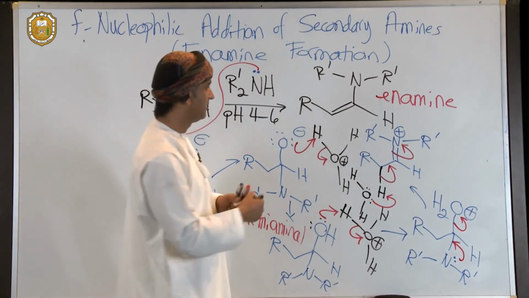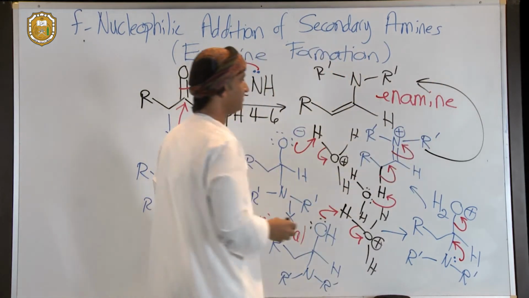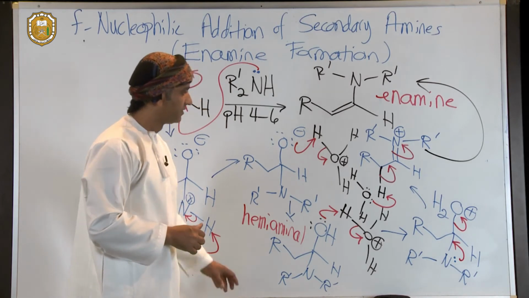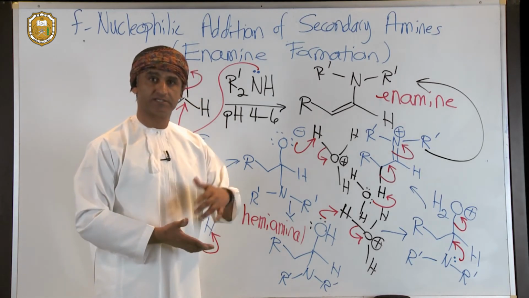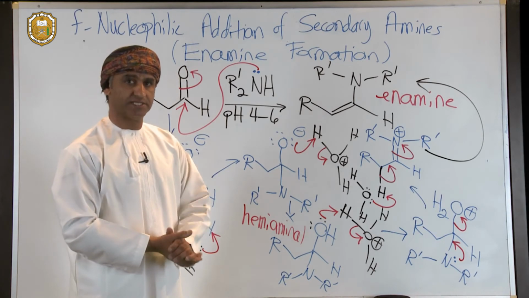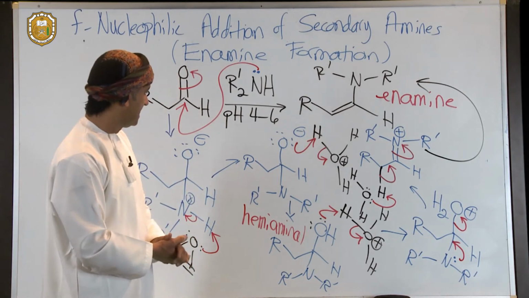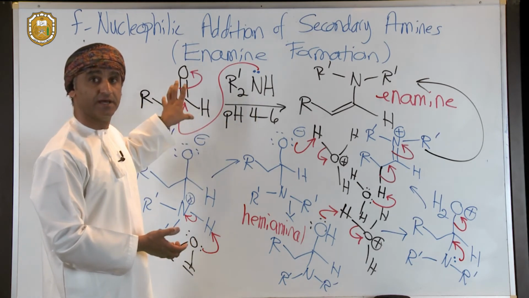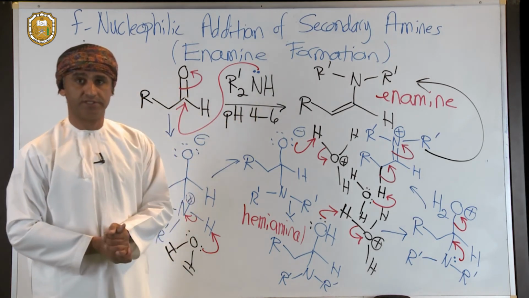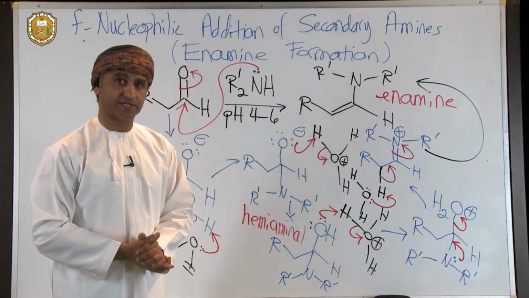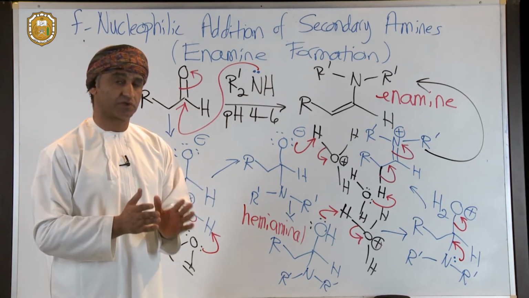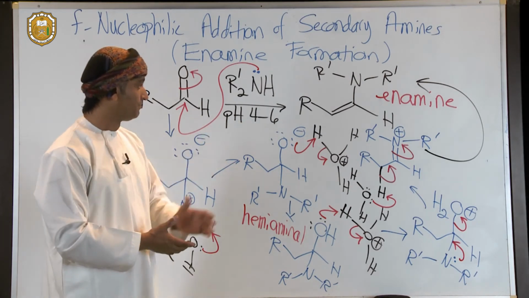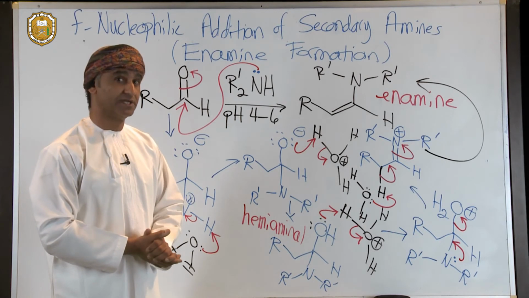So what's produced now is the final enamine product with release of the hydronium ion. It's like a catalyst. It's regenerated or recycled all the time. Now, to summarize this reaction, aldehydes and ketones react with secondary amines at a well-controlled acidity medium or pH 4 to 6 to give the corresponding enamine.